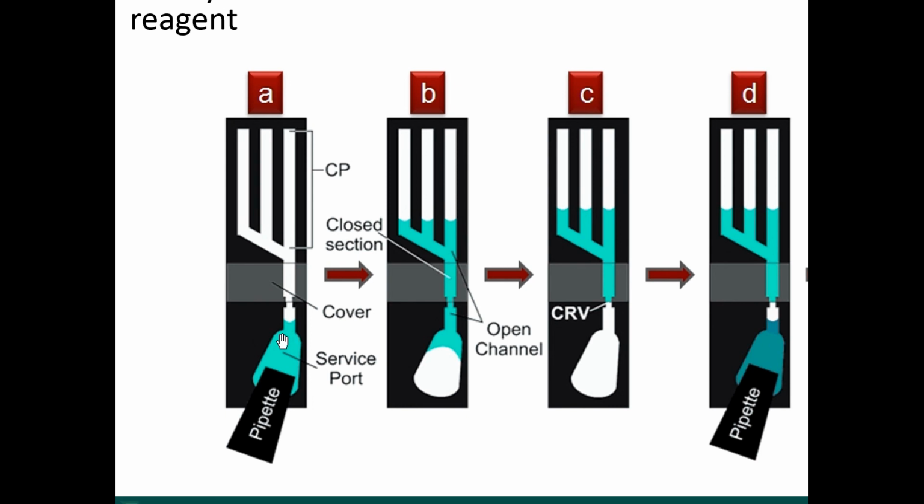If the channel is hydrophilic, the capillarity is going to wick the liquid into the channel, because the liquid likes the surface of the channel. The surface is hydrophilic, the liquid is aqueous, so the liquid likes the surface of the channel. The channel pulls the liquid in like this. Now, where it stops is when the end of the fluid reaches a capillary retention valve.